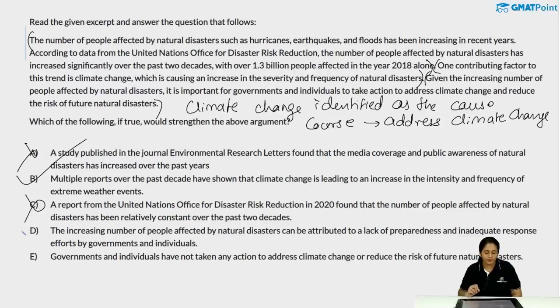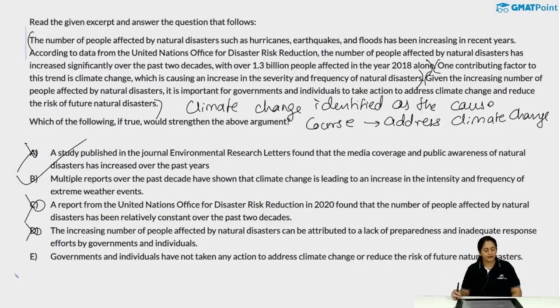The increasing number of people affected by natural disasters can be attributed to a lack of preparedness and inadequate response efforts by governments and individuals. Even if this is true, if there was better response or better efforts by governments and individuals, it does not indicate why those extreme natural disasters took place in the first place. It does not add strength to the main argument. In fact, it counters the argument by saying that the number of people affected is not because the disasters have become more severe or more frequent, it's just that our response has become worse. So if it does anything, it is weakening the argument. So option D is incorrect.